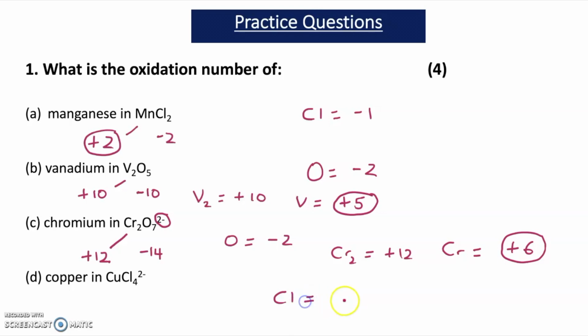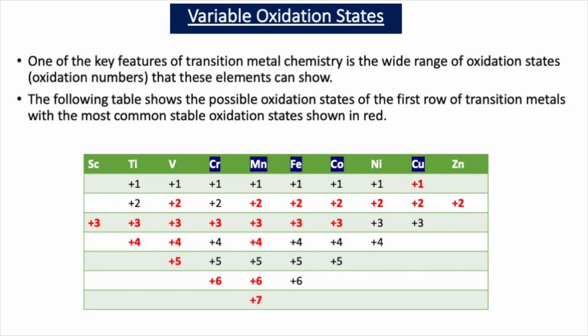Now in D we have to find the oxidation number of copper in CuCl4 2-. Cl has a -1 oxidation state. There are 4 Cls here, so that's -4. The overall charge on the ion is 2-, so therefore the charge on the copper must be +2, because remember we have to cancel out all the minuses apart from 2 because the charge on the ion is 2-. So the oxidation number of copper here is +2. There's 1 mark for each correct answer.